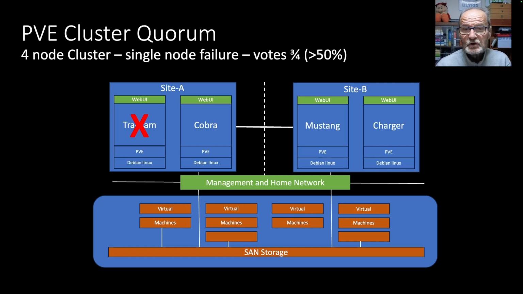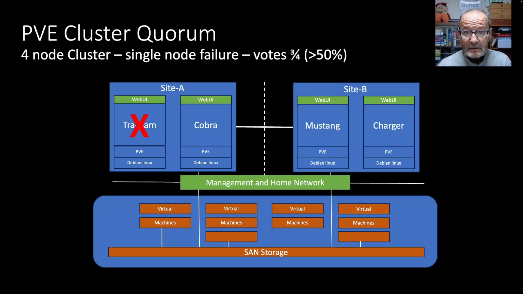In this case, we've lost Transam. All right, so we've lost a node. However, we've still got Cobra, Mustang, and Charger up and running. And assuming that we've configured HA and that we've configured it so that virtual machines running on Transam must restart in the event of failure, then they will restart on Cobra, Mustang, or Charger, and you can actually prioritize where they would restart. So it's kind of logical, pretty straightforward.